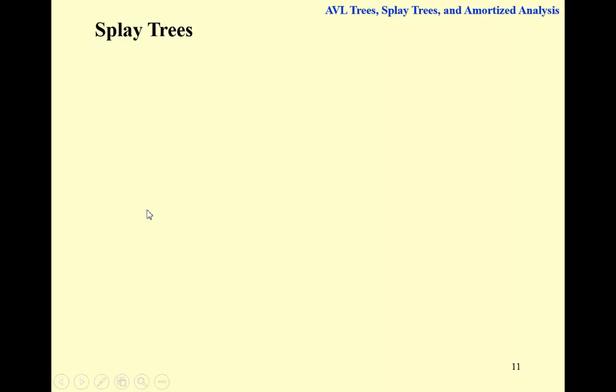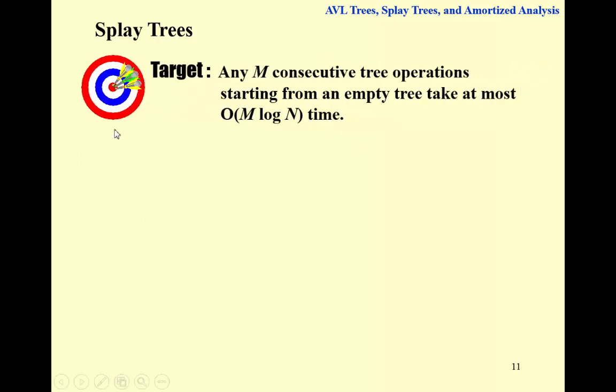Now the splay trees. The target of the splay trees is a little bit different than the target of AVL tree. It says that any m consecutive tree operations, no matter what that operation is, like insertions or deletions or find or whatever, starting from an empty tree, take at most big O of m times log n time.